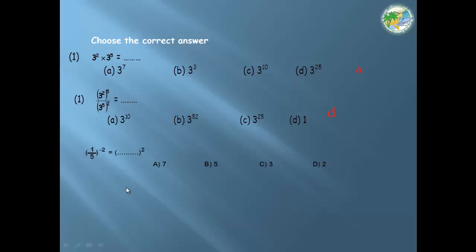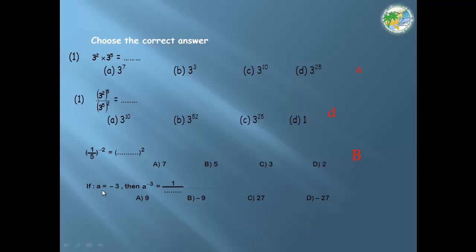Okay, for our lesson we have 1 over 5 power negative 2 equal what power 2. What did we do? Since we change the sign, we should change the place of the number. Then the correct answer is, come on prep 1, the correct answer is what? Of course 5. Fine.